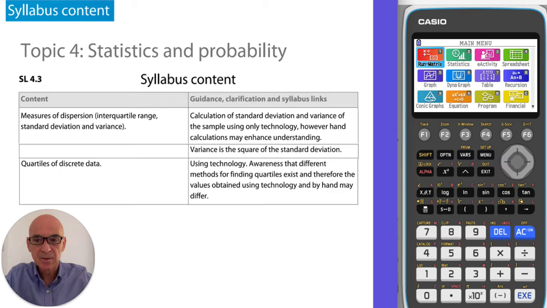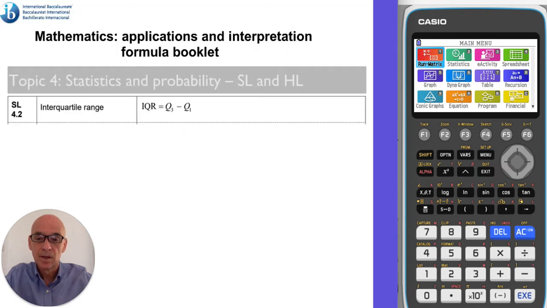As shown here in the syllabus, we need to cover the interquartile range, hence the range as well. We need to know about the quartiles. This is the only formula given in the formula booklet, but the interquartile range is Q3 minus Q1.